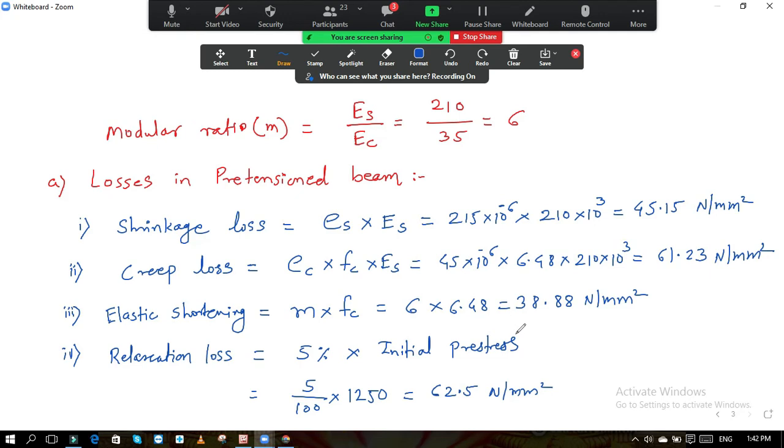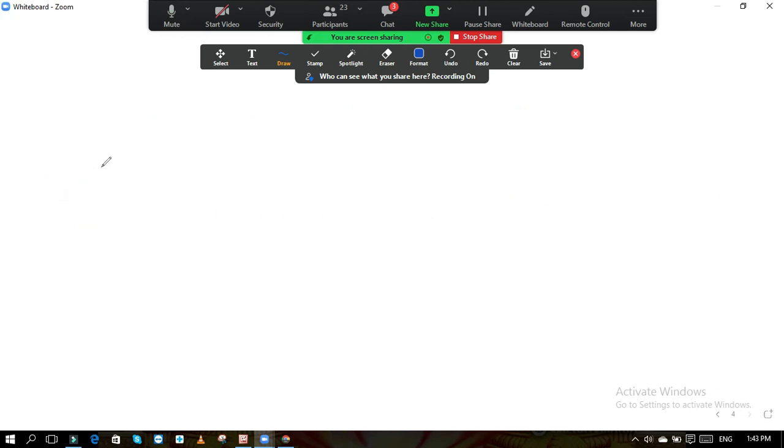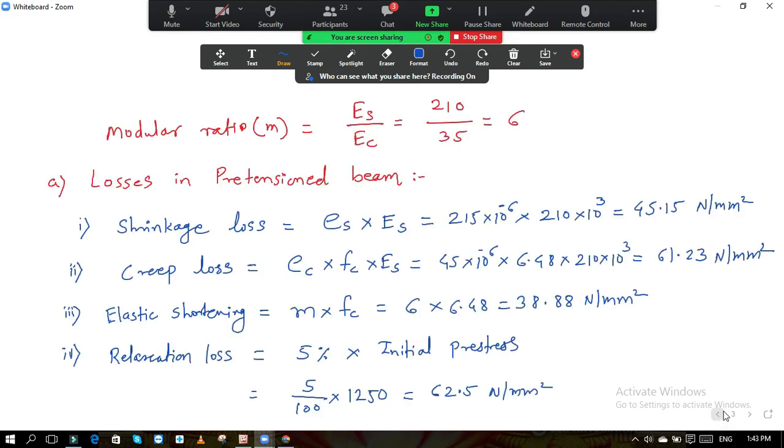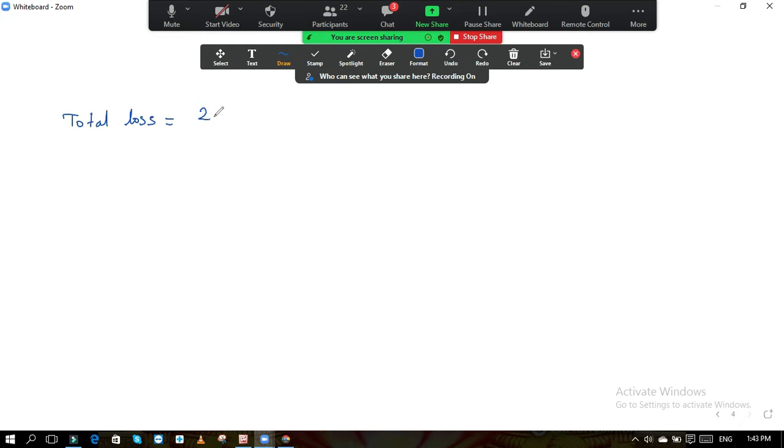These are the losses which occur in a pre-tension member. In a pre-tension member, loss due to anchorage slip is 0 and loss due to friction, or curvature loss, is also 0, so we will not take those losses. Now the total loss is 45.15 plus 61.23 plus 38.88 plus 62.5. The total losses are 207.76 Newton per mm square.